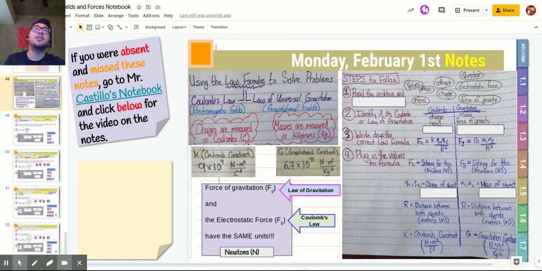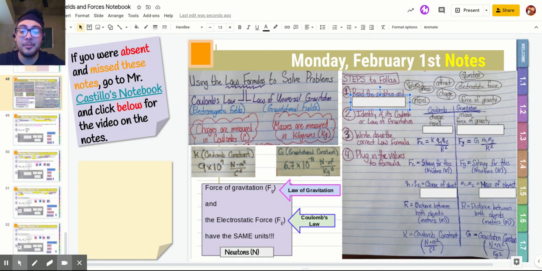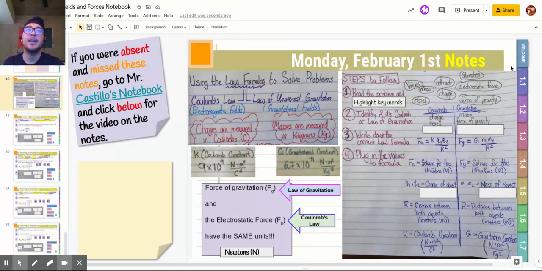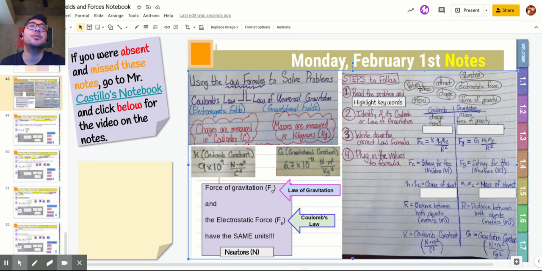Now, let's start with the notes. There are four steps you're going to follow when solving problems using the laws. The first step is to read the problem and highlight keywords. Words can be values, mass, repel, attract, charge, the actual question, electrostatic force, or force of gravity. You want to highlight them because they're going to help you moving on.